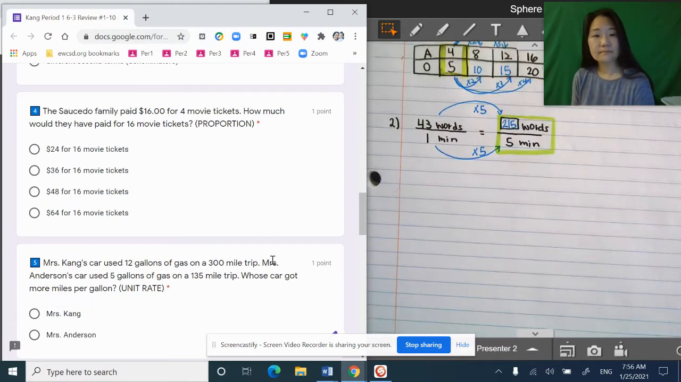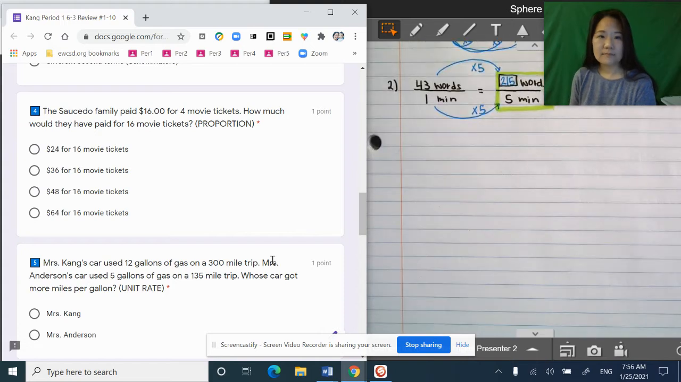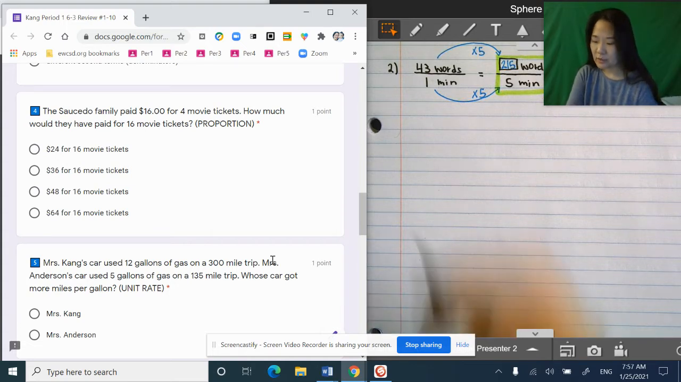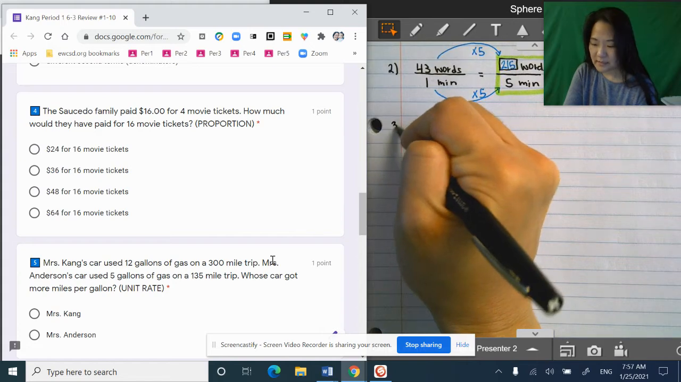Number 4. The Sacedo family paid $16 for 4 movie tickets. How much would they have paid for 16 movie tickets? Same as number 2. So I'm not going to solve it, but I am going to set it up.